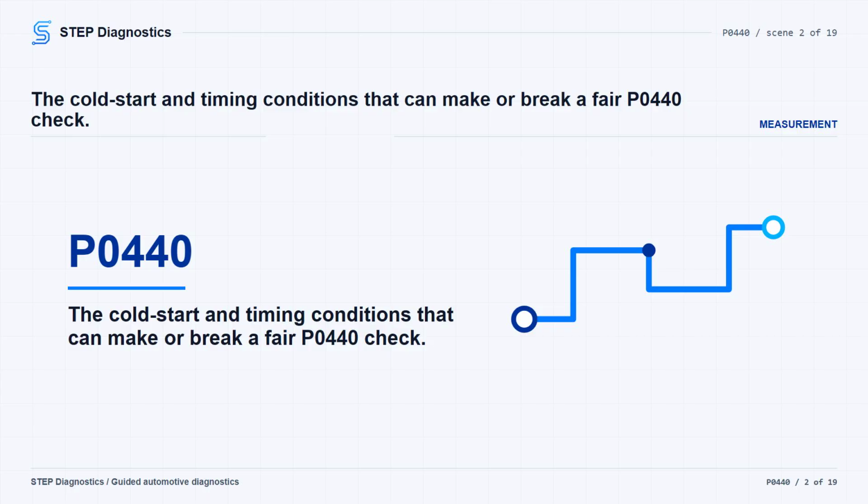For the cold start gate on this P0440 path, the ECT and AAT inputs need to be less than 10 degrees C, 19 degrees F. Also, fuel level needs to be between 12% and 88%, and ambient temperature needs to be between 4 degrees C and 35 degrees C, 40 degrees F and 95 degrees F.